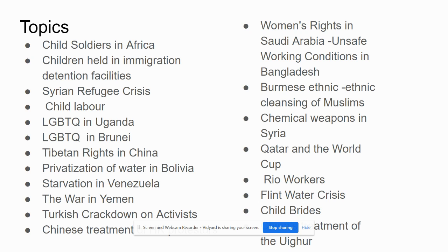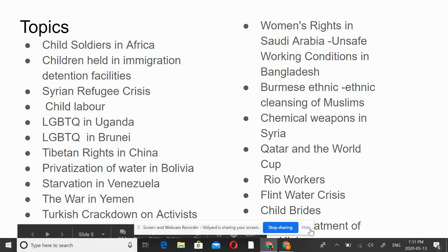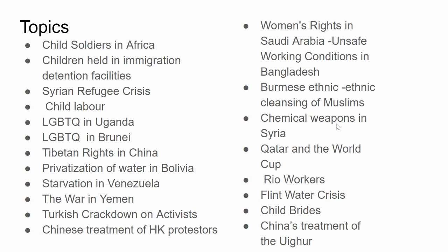Tibetan rights in China, privatization of water in Bolivia, starvation in Venezuela, the war in Yemen, Turkish crackdowns against activists, the treatment of Hong Kong protesters by the Chinese government, women's rights in Saudi Arabia, unsafe working conditions in Bangladesh, Burmese ethnic cleansing, the Rohingya ethnic cleansing of Muslims, chemical weapons in Syria, Qatar in the World Cup, real workers, that has to do with how the workers were treated, the workers who built the Olympic facilities to prepare for the Rio Olympics.